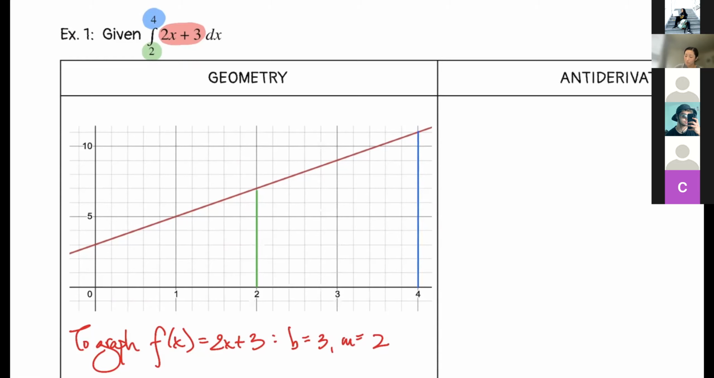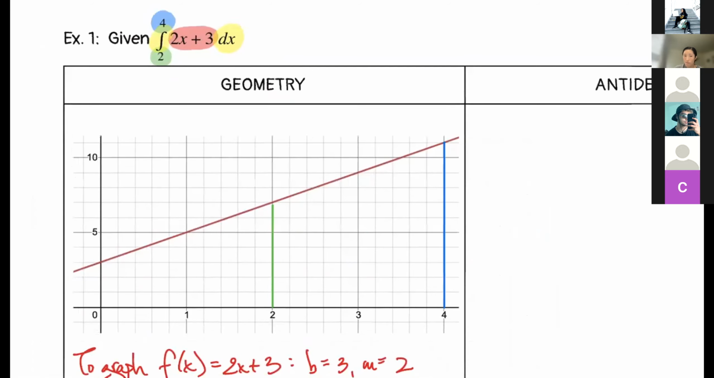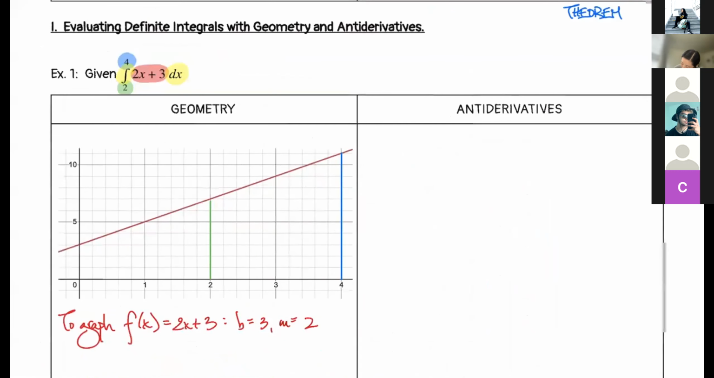And now the integral symbol. That squiggly symbol and the dx. Here's what that tells us. That tells us for the graph, we want to find the area between that graph and the x-axis. So all of this area.